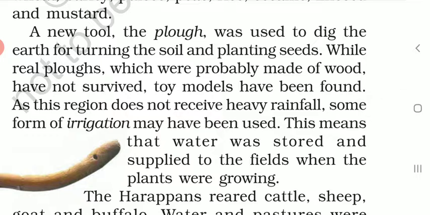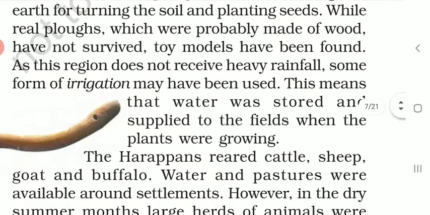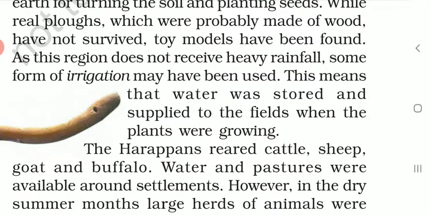A new tool, the plow, was used to dig the earth for turning the soil and planting seeds, while real plows, which were probably made of wood, have not survived. Toy models have been found. As this region does not receive heavy rainfall, some form of irrigation may have been used. This means that water was stored and supplied to the fields when the plants were growing.